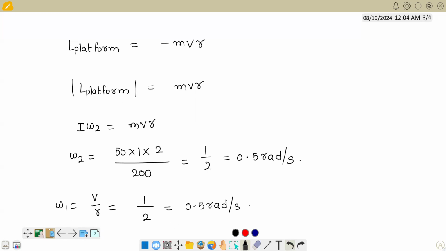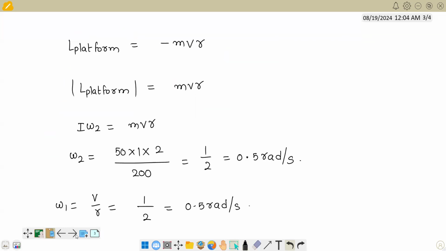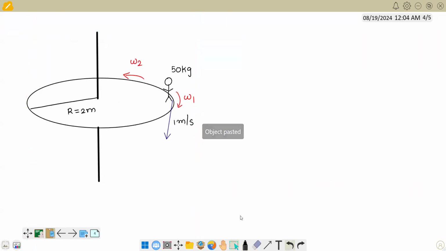Now I'll redraw this entire diagram to explain what is happening. If the person walks forward in this way, the platform is moving in the backward direction. The question is the time taken to complete one revolution. Imagine this is the starting point of the person. We have to find how much time it takes for him to again reach this starting point, to travel in a circle and reach the starting point. But here the platform is also moving.